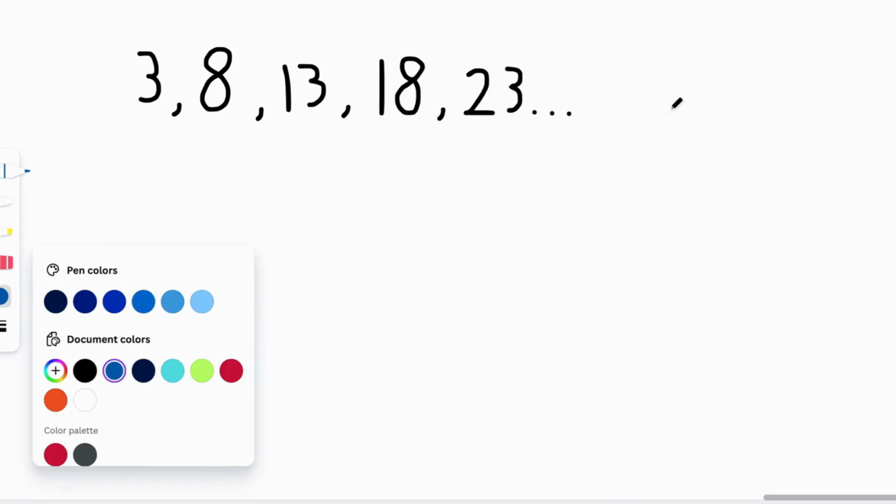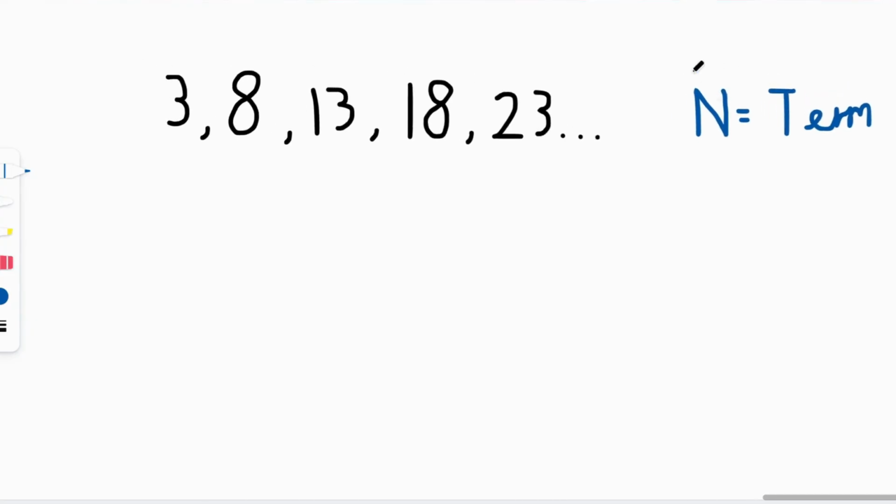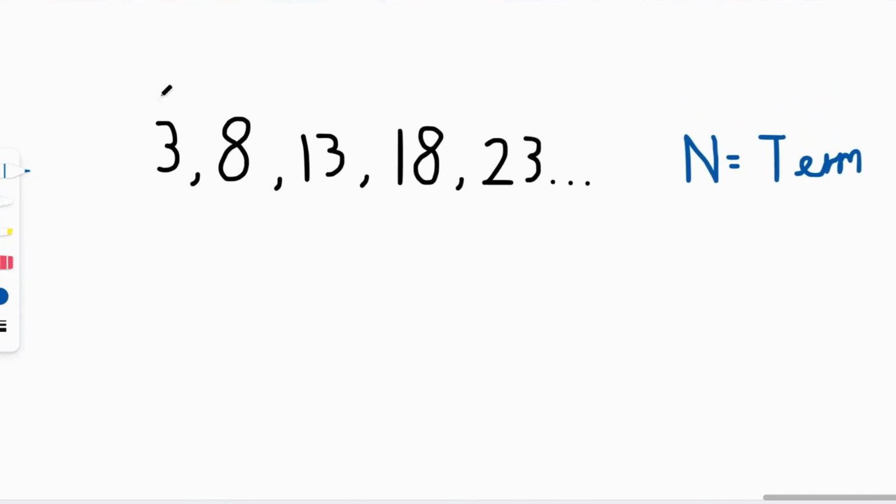So I have a few things to cover. So n is the term number. And what I mean by the term number is a sequence is composed of terms. The first term, the second term, that is n. So n equals 1 is 3, n equals 2 is 8, in this case obviously, and so on. Okay, so we know what n is.